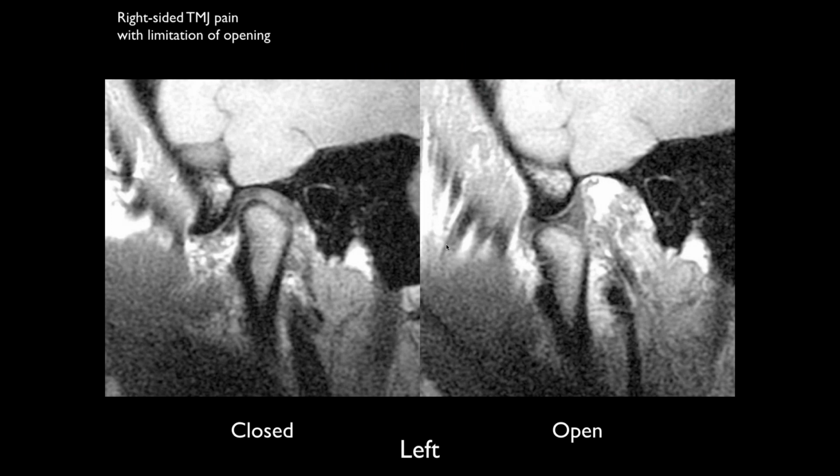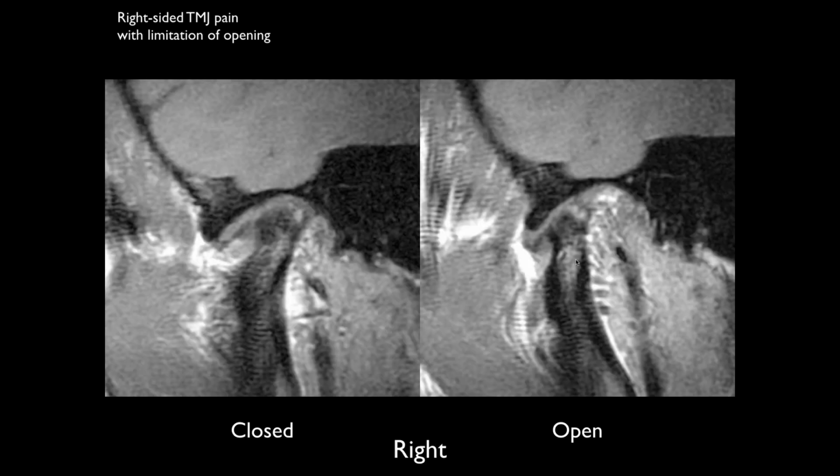Okay. Right-sided TMJ pain with limitation of opening. So we're looking at the left side. So the closed view, the disc looks like it's right around 12 o'clock. Looks normal, with a little abnormal signal in the posterior band, but that's okay. Little degenerative disease. The open part looks like it's capturing fine. Okay, now here's the right side. So the right side looks like there's abnormal flattening of the condylar head. There's anterior translation of the disc relative to the condyle. The condyle is a little posteriorly positioned, and then in the open view, it doesn't capture.